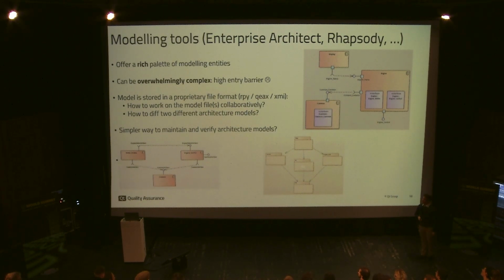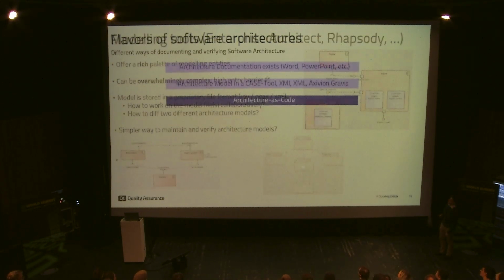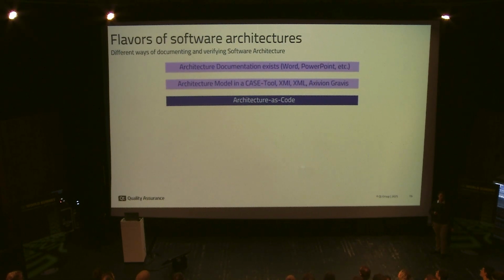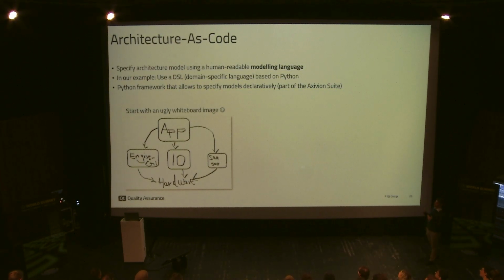So is there a simpler way to maintain architecture and verify architecture models? Well, there is, and this will be the main point of this talk. This is one way that we see is more and more popular also among our customers. And this is the architecture as code approach. And this is a very fancy word for something very simple. The idea is that architecture as code means specifying an architecture model using a human-readable format. Actually, for example, use an approach where you actually really code your architecture.